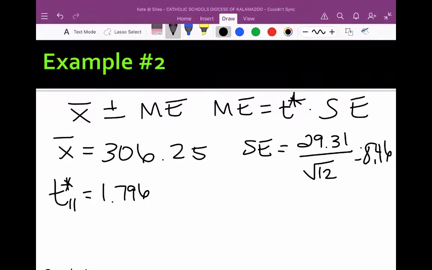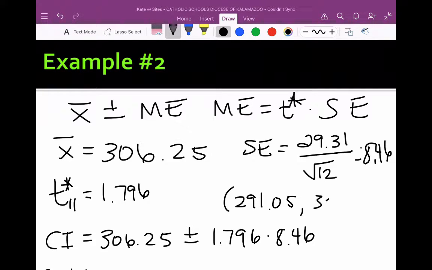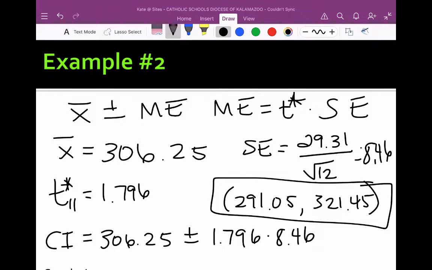And again, we can either use our calculator to look that up or use the table to look it up. Then my confidence interval will end up equaling 306.25 plus or minus 1.796 times 8.46. This gives me an interval of 291.05 to 321.45. So once I have my interval, I then have to interpret it and answer the question that they asked, because they wanted to know, is there evidence that the company met their goal?